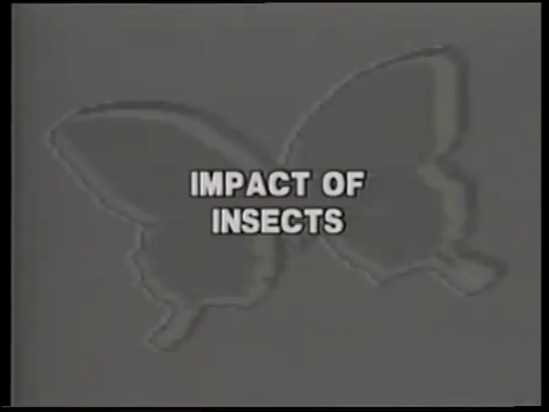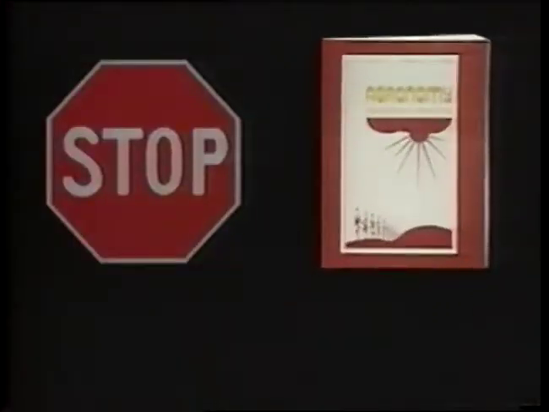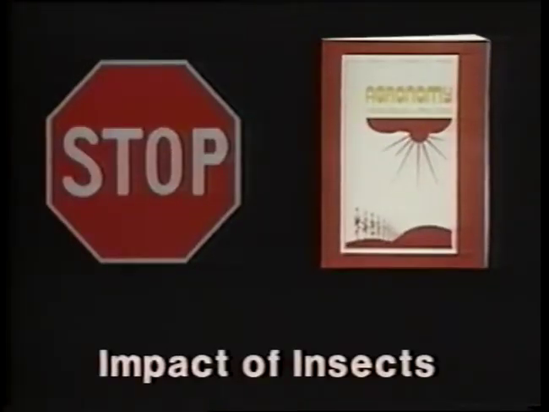The first topic for study is the section on impact of insects. You should now stop the VCR and study this section in your text. Then return to the VCR for further tutoring.